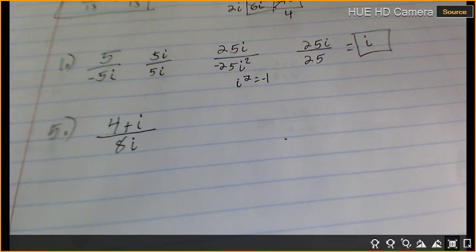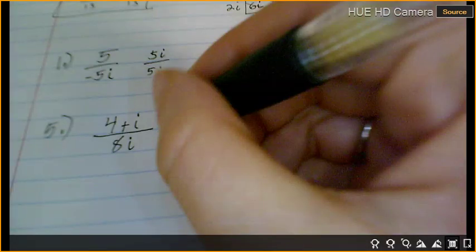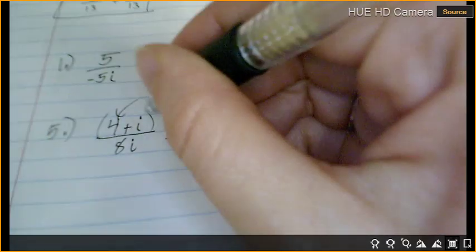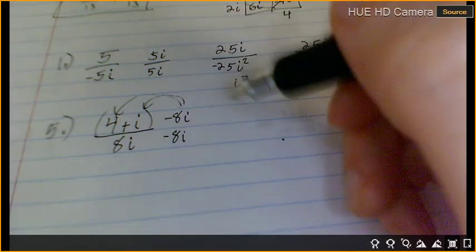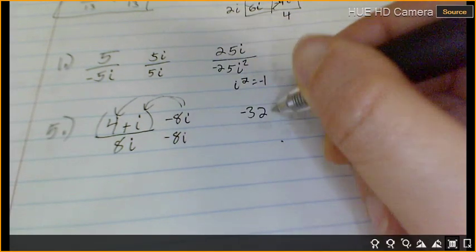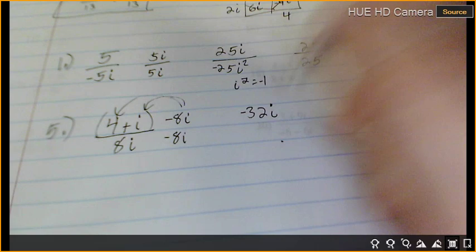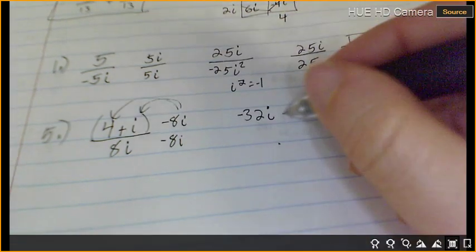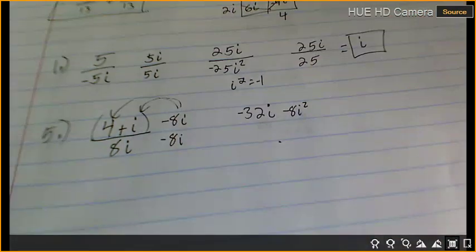Yep, we got to get the i out of the denominator, so we need to know the conjugate. What's the opposite of 8i? Negative 8i. So we're going to multiply the top and bottom by negative 8i. Right here, you want to think about distributing this. 4 times negative 8 is negative 32i, and then negative 8 times i is negative 8i squared.